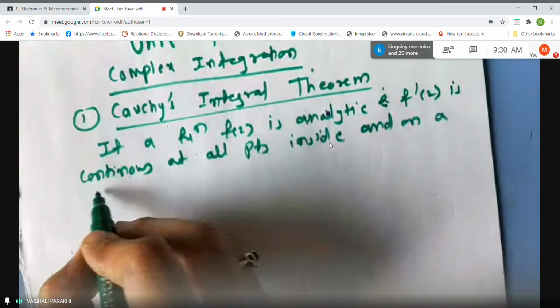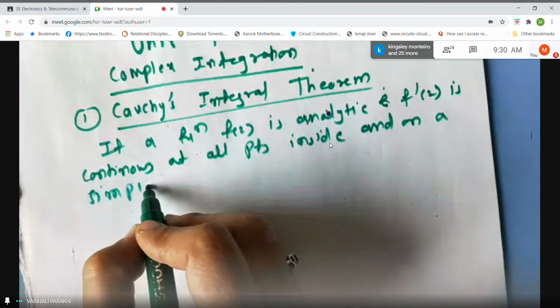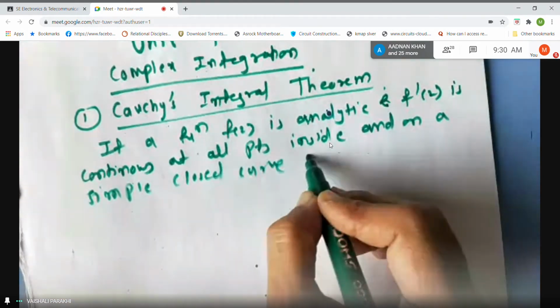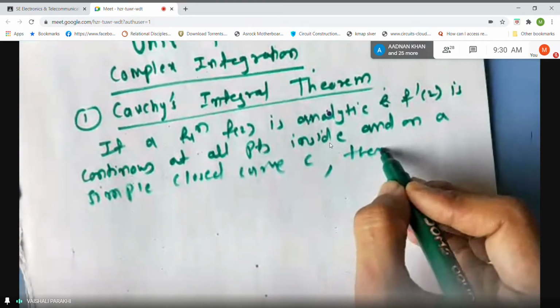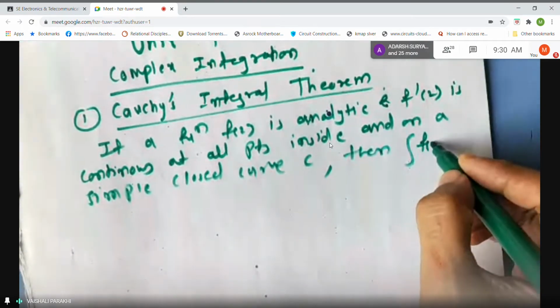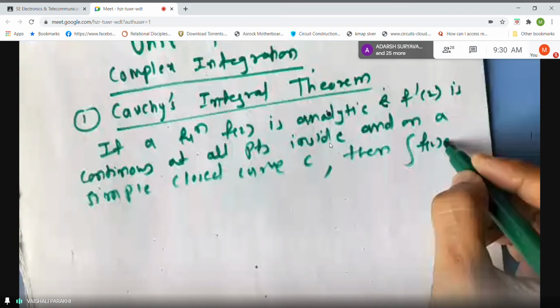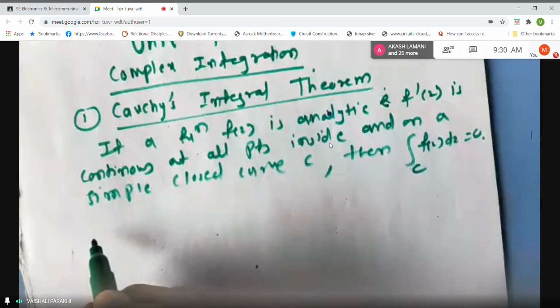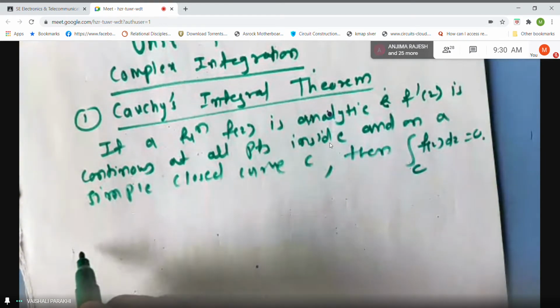On a simple closed curve C, the integral of f of z dz is 0 over the curve C. So this is called Cauchy's integral theorem.